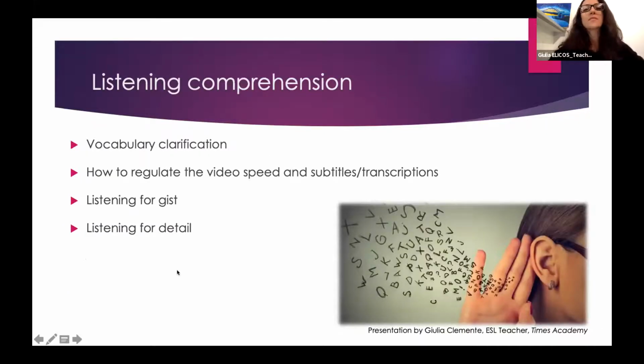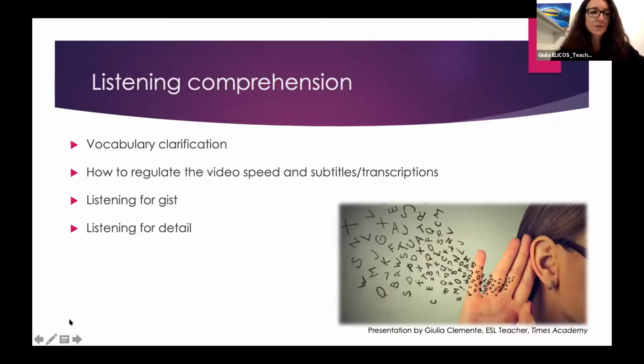First, we will go through the vocabulary clarification. Now, for the listening comprehension, again, I would try and keep things very simple. I would do 2 listening, 1 listening for just with very simple questions, and 1 listening for detail. And before doing that, I would show to my students how to regulate the video speed, the subtitles, transcriptions, so that they could autonomously manage the speed at which they wanted to watch the video.